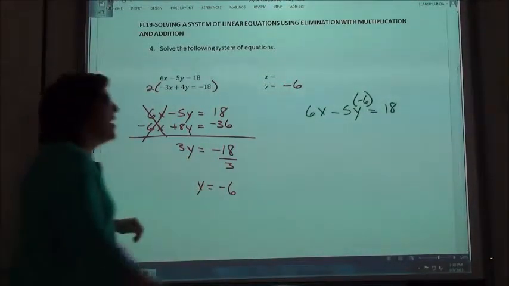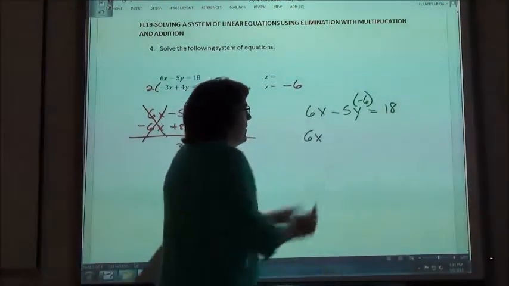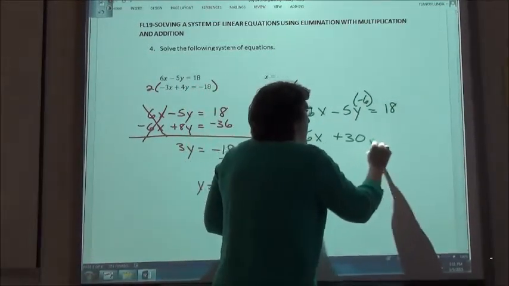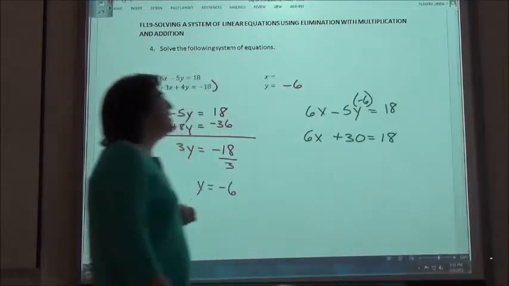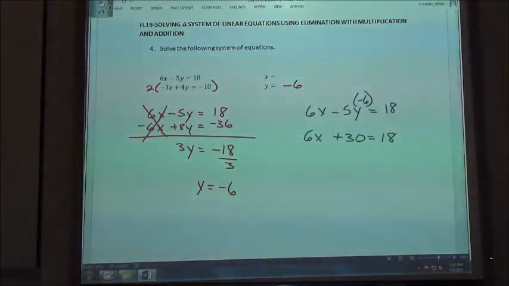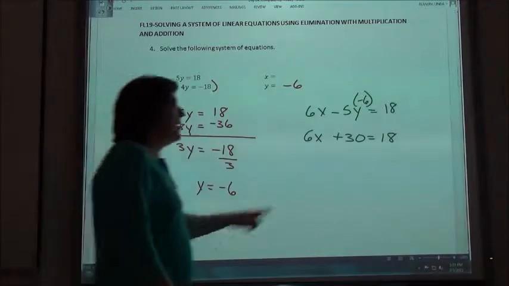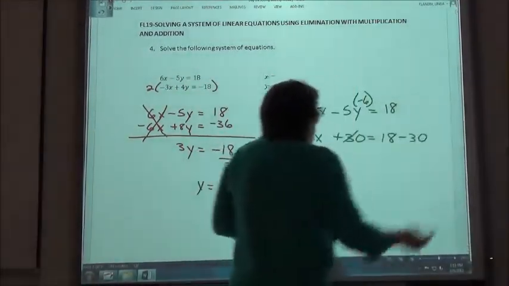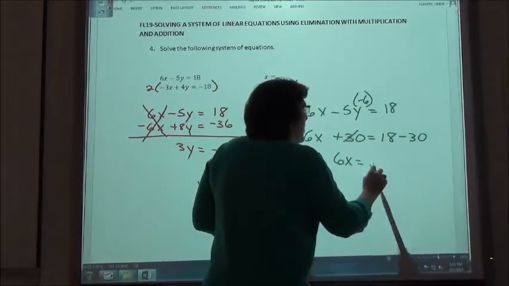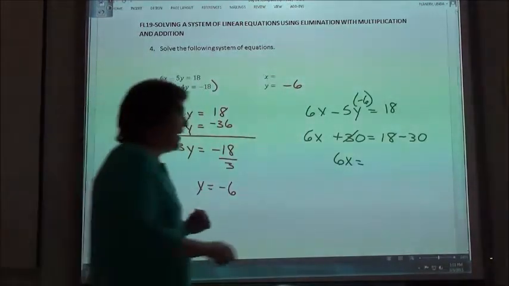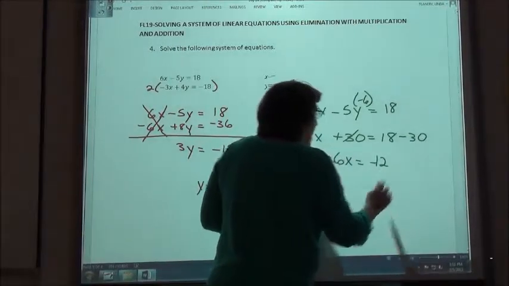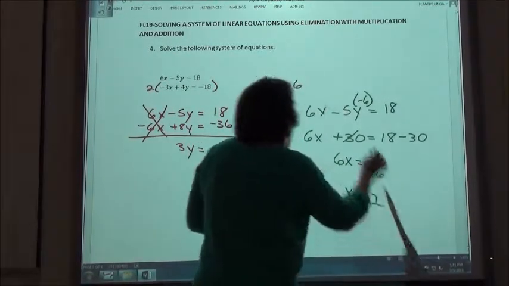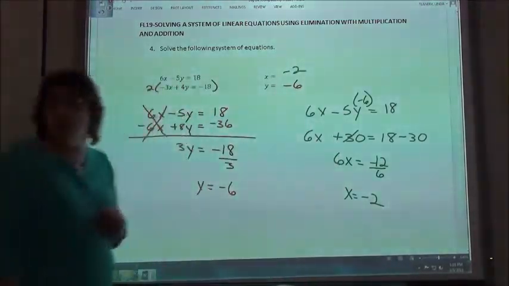So if I simplify that, negative 5 times negative 6, positive 30. So I have 6x plus 30 equals 18. If I'm going to solve that, I've got to move my 30 to the other side. So I'm going to subtract my 30. 6x then would equal negative 12. And then, of course, I have to divide by 6. So x equals negative 2.